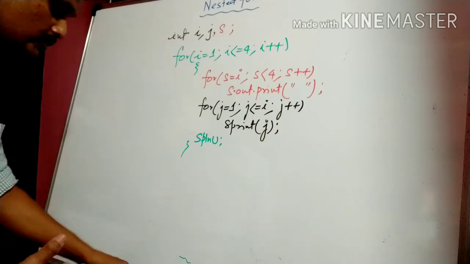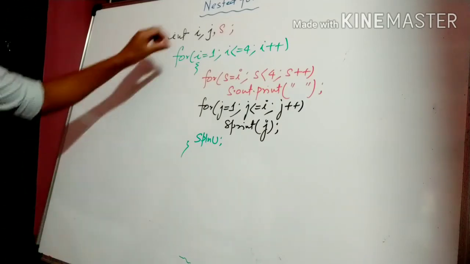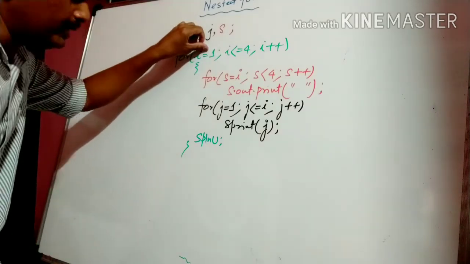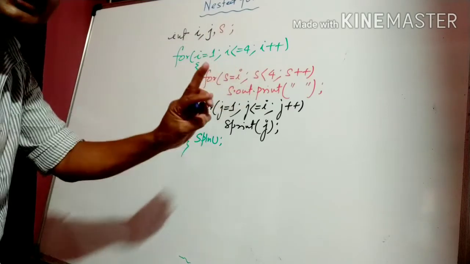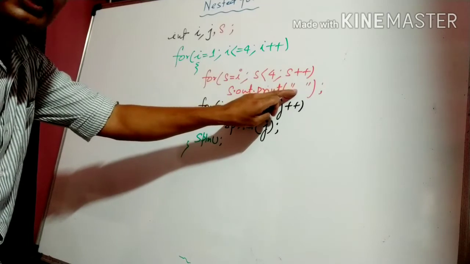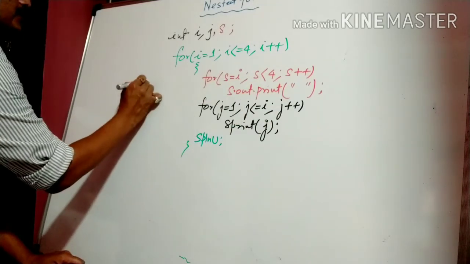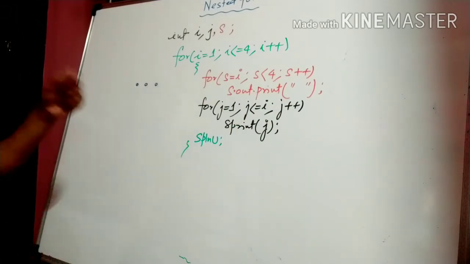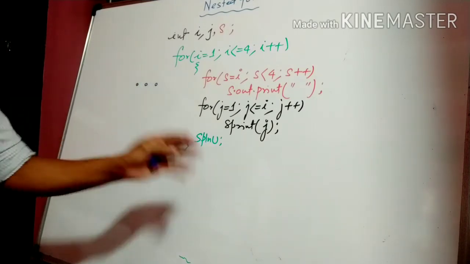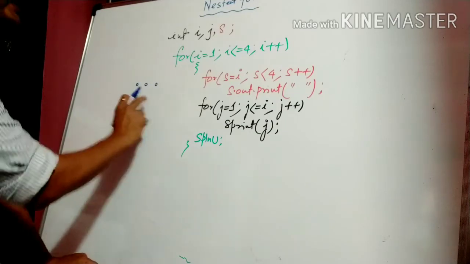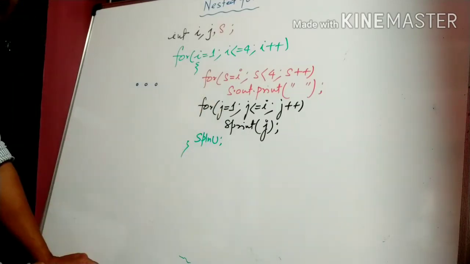When you execute this program, dear children, the value of I is what? 1. How many times will this loop execute? 1 less than 4. How many times? 3 times. 3 times, what will it print? 3 times it will give 3 spaces like that. Suppose this is a space. You can dry run this program. You can compile this program in your system also. So 3 spaces.